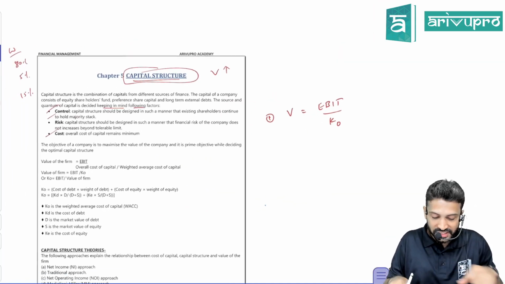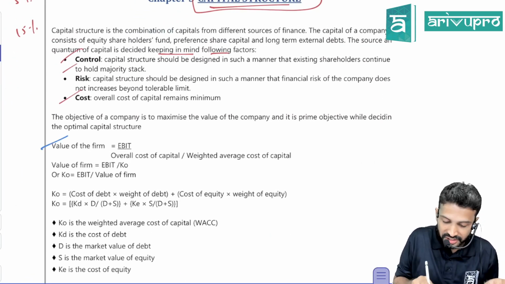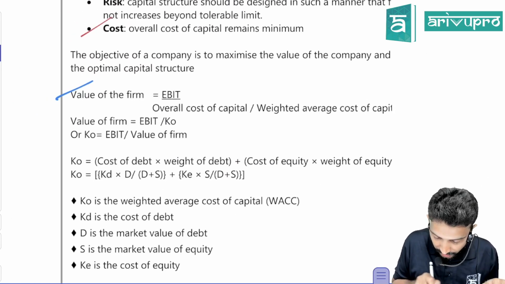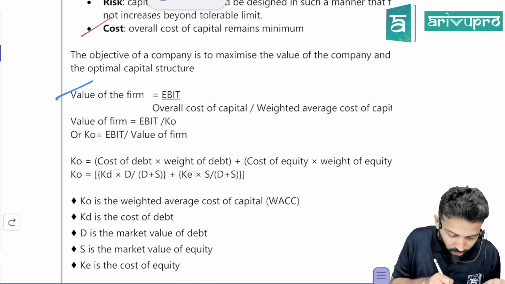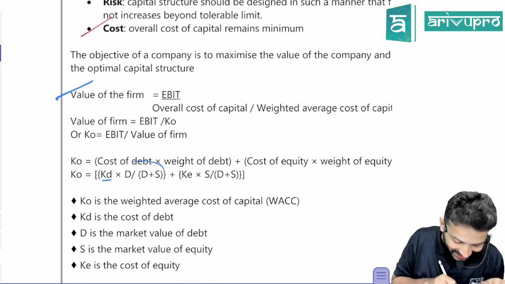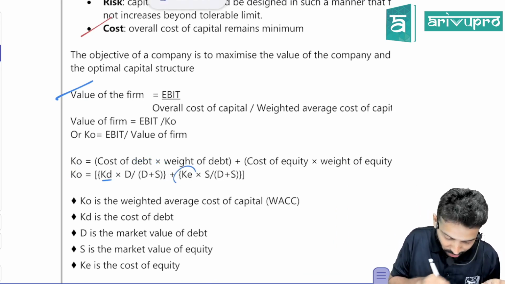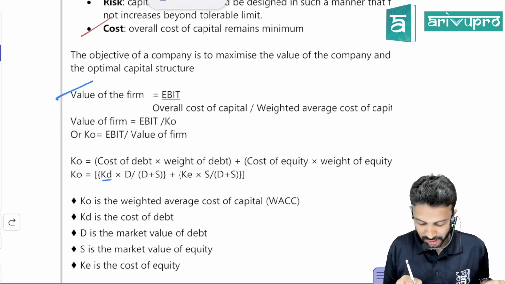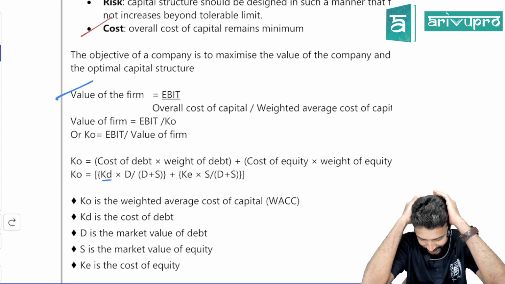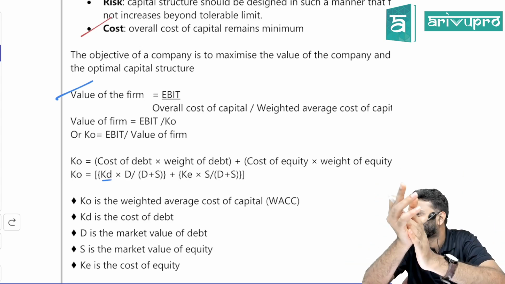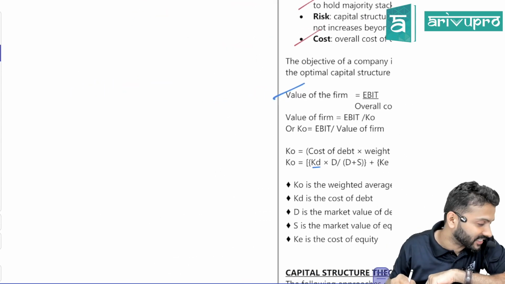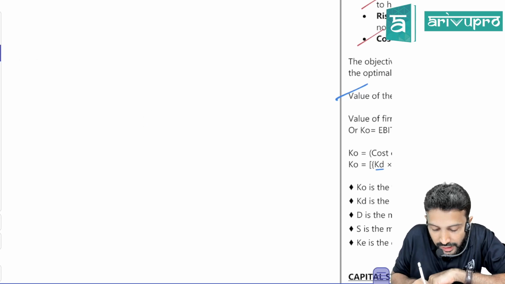Okay, sir. So three equations, whatever we have done, we have given over here. Value of the firm is EBIT divided by KO, all that we have learned. Now look at this fancy one, super duper one. It will take half an hour to mug up this. KO is equal to KD into D divided by D plus S, plus cost of equity into S divided by D plus S. One more you need to remember, sir. Crazy, no? Waste equation this is. Sir, have you calculated KO?